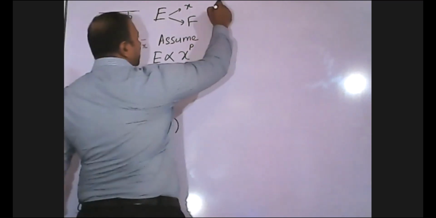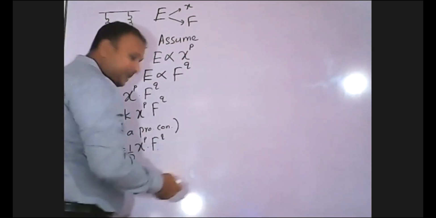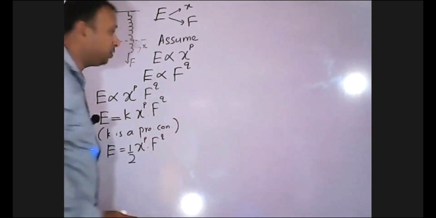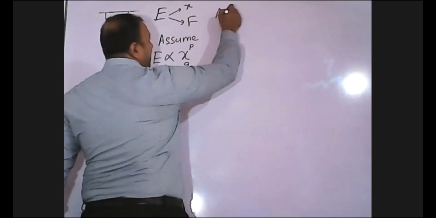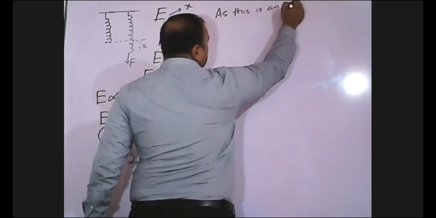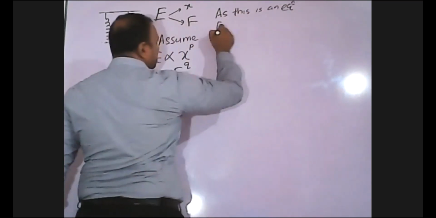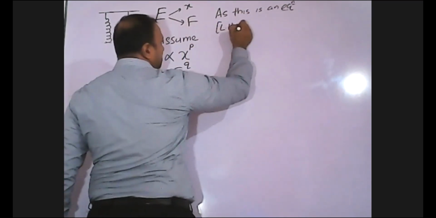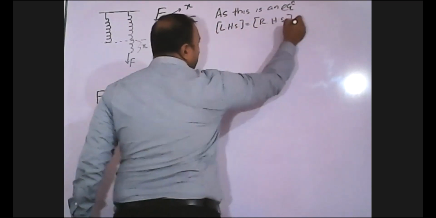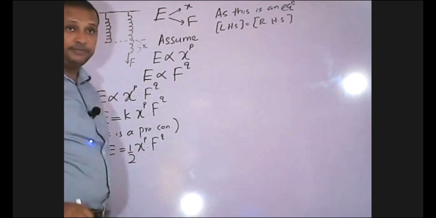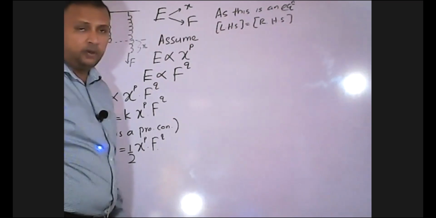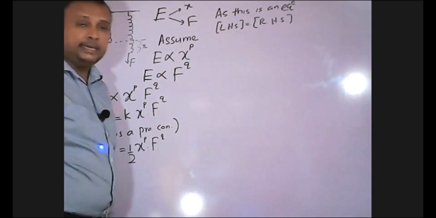So my next argument is, as this is an equation, both sides should have the same dimension. So as this is an equation, the dimension of LHS should be equal to the dimension of RHS. That is the second argument, or second logic. Okay, you have to write each and every logic, as this is an essay question.